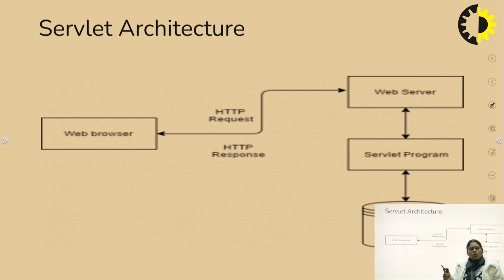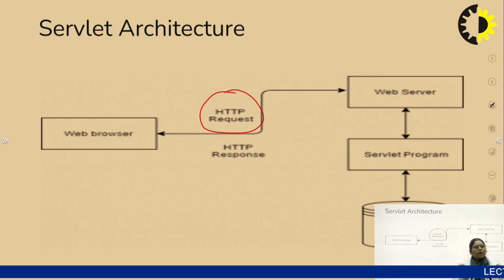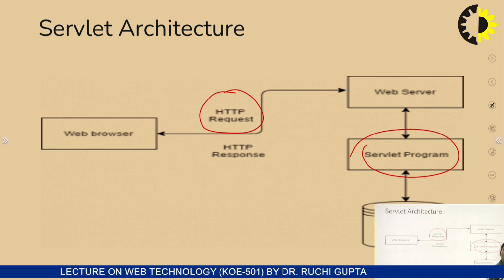So this is the whole architecture. As I have already told you, the request is always transferred from client to server in the form of HTTP only, that is, a Hypertext Transfer Protocol request. Once we send the HTTP request to the server, this is a web server, or we can say it is a web container. Then one servlet program is executed on the server that is responsible for executing that HTTP request.